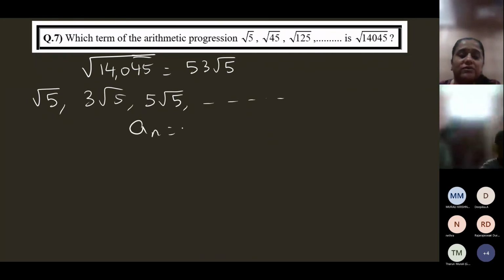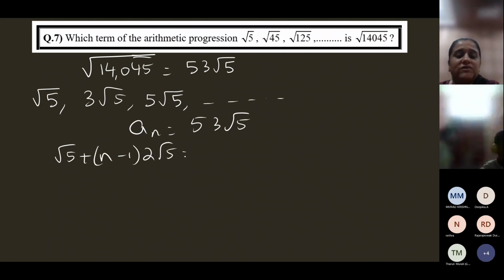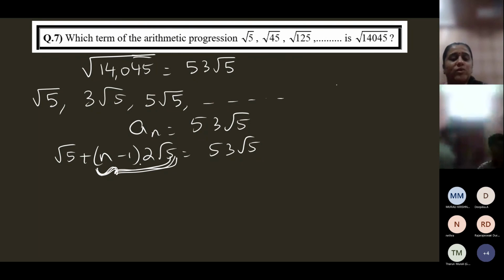So an is equal to 53 root 5. So a plus n minus 1 into d, root 5 plus n minus 1 into 2 root 5 is equal to 53 root 5. So children, it's important to know how to simplify this. Now first, this is n minus 1 into 2 root 5. 2 root 5 will not come down for division here.